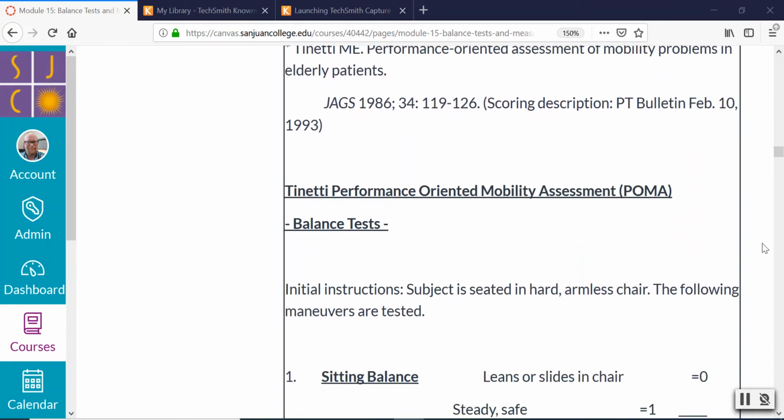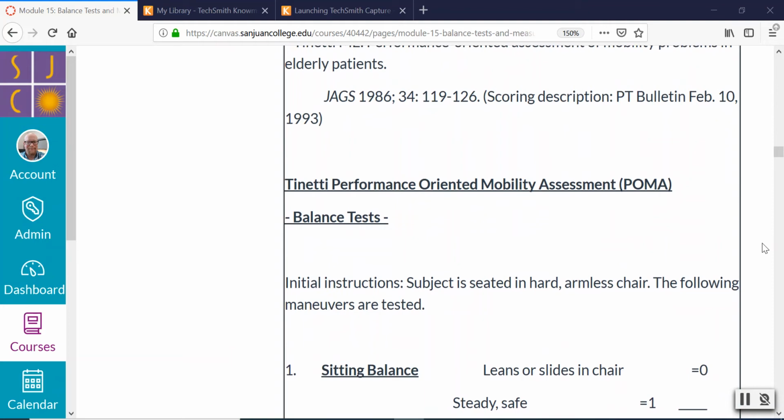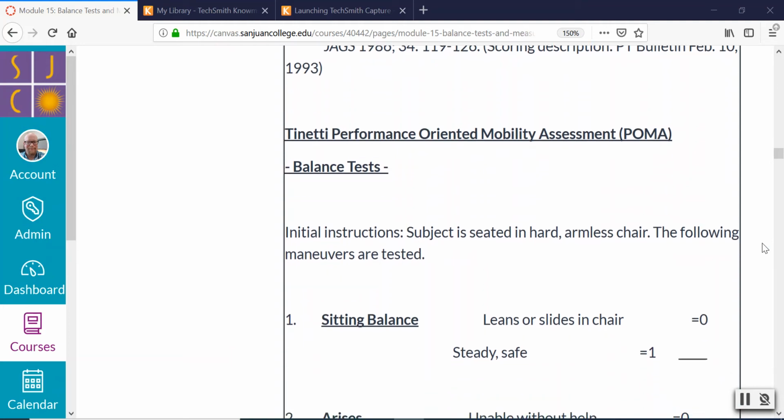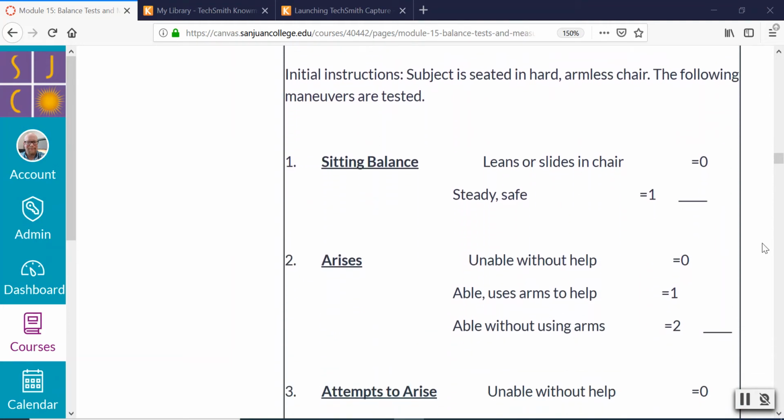What Tinetti is, it's actually broken into two parts. There's a balance part and there's a walking part. You can do just the balance part as a quick assessment, and I'll show you that here in a second. So this is how it works. Sitting balance. You have that patient sitting in a chair, and if that patient sits very steady and safe in a chair without having to lean or slide or using their hands to hold them up, then they get 1 point, right?